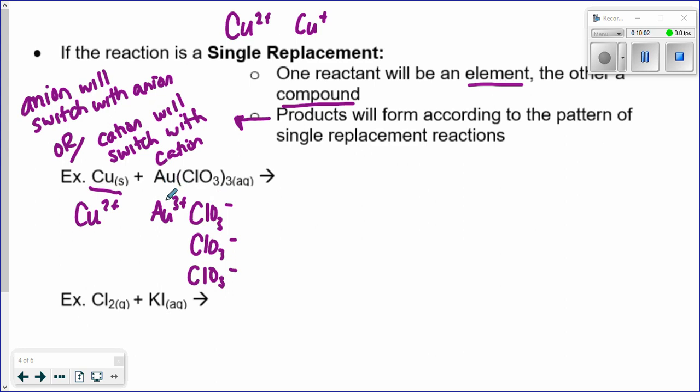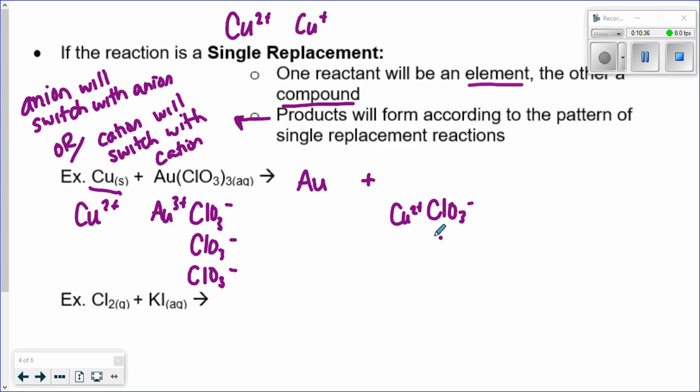So we have a positive and a negative, and something that's a positive. As it says here, a cation will switch with a cation. In my bad examples, this was the one that I called the mistress. So copper, Cu, is our mistress, and it's going to switch places with gold. It's going to displace the gold. So gold is going to be on its own after, and copper is going to be in the compound. Now we have ClO3 with one negative, Cu2 plus.